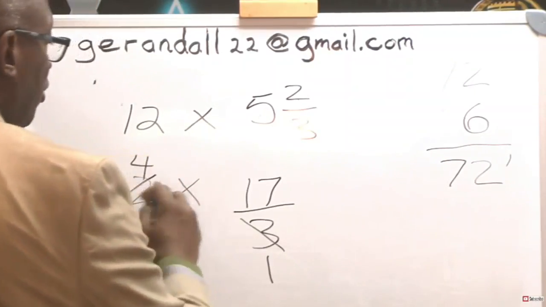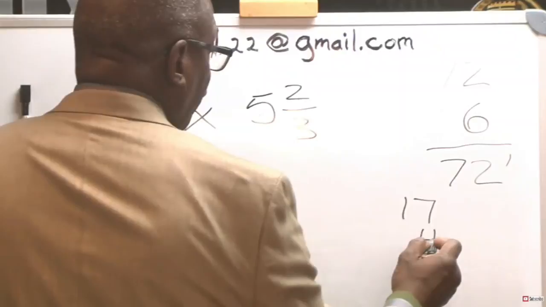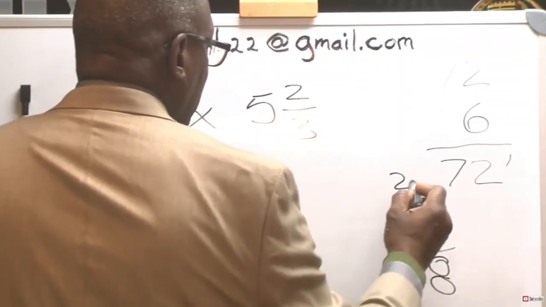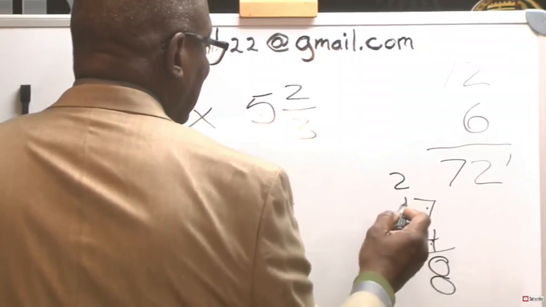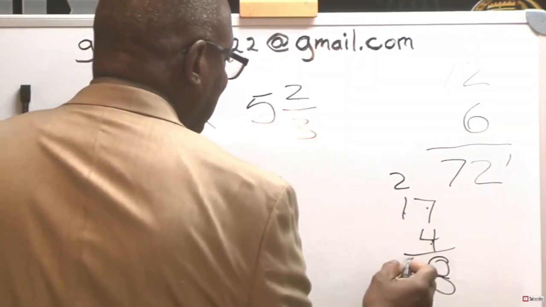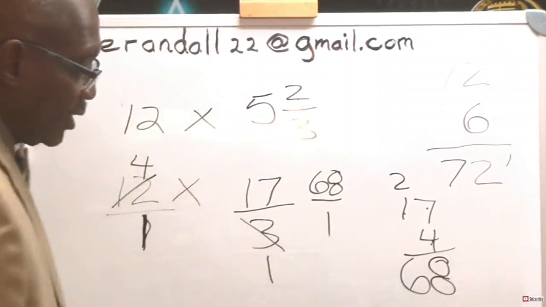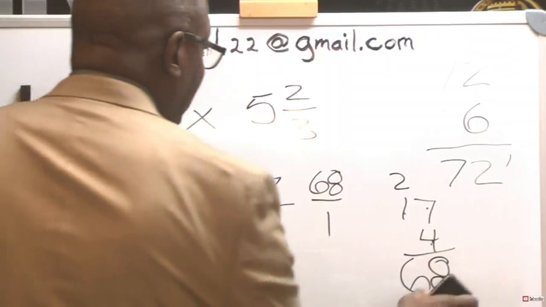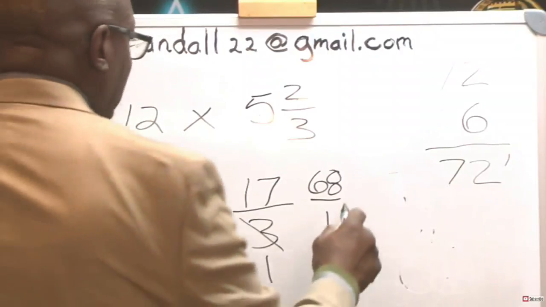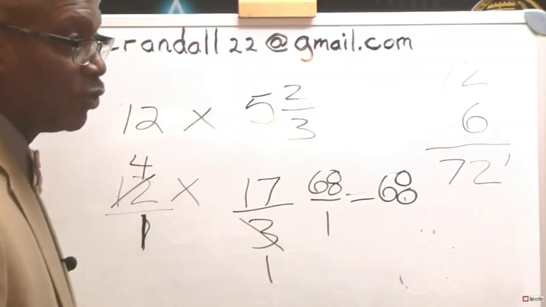And then you have the numerators that we must multiply. 4 times 7, 28, carry the 2. 4 times 1 is 4 plus 2 is 6. And we have 68 over 1. And our estimate was 72 feet. And our final answer says that we need 68 feet of wood in order to make 12 shelves.